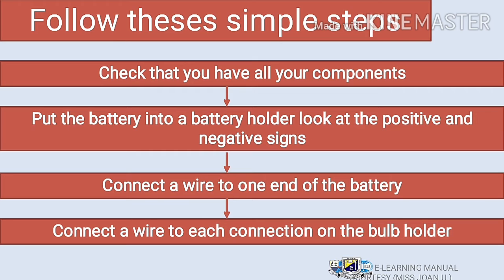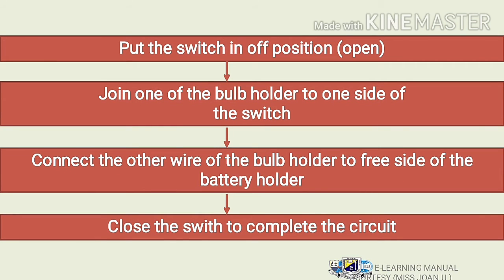Okay, now you connect a wire to one end of the battery, you connect a wire to each side of the bulb holder. After that you put the switch in the off position, that is you open it. Why do you open it? So that current does not flow. You need to connect everything before you put it on.